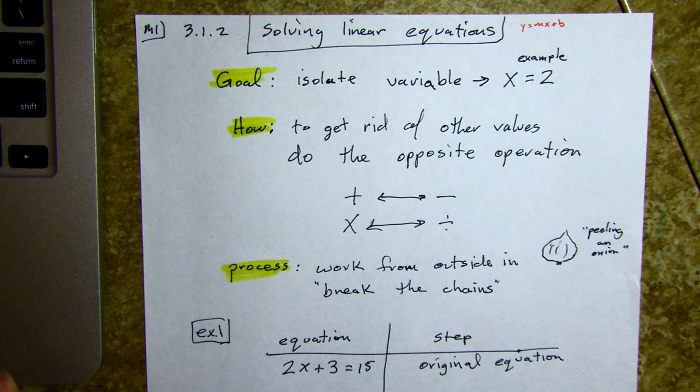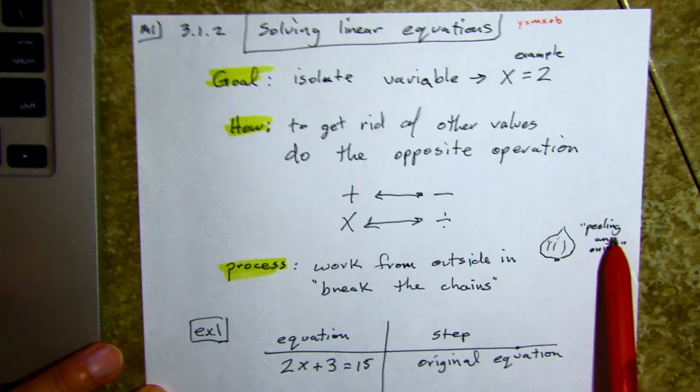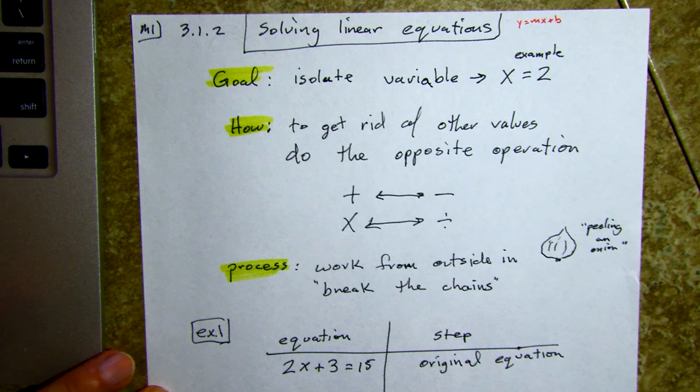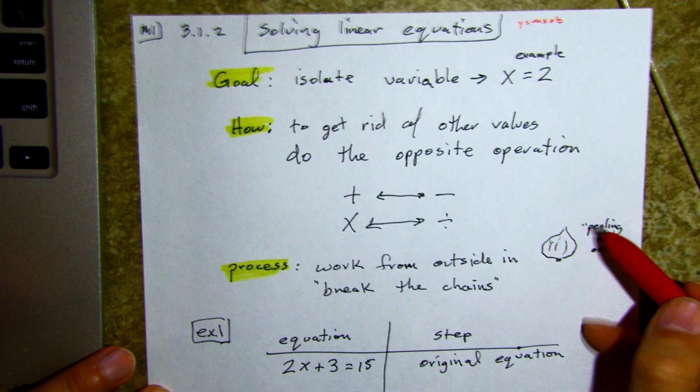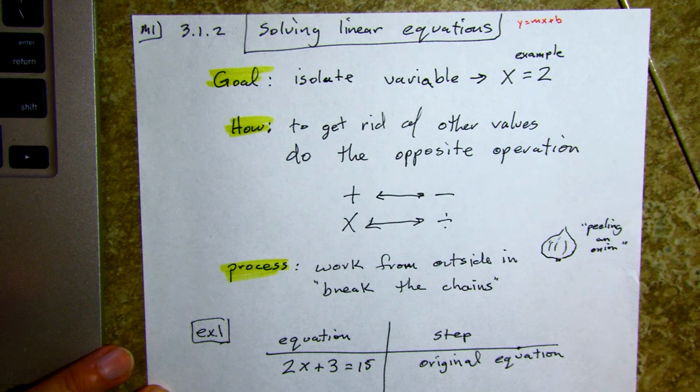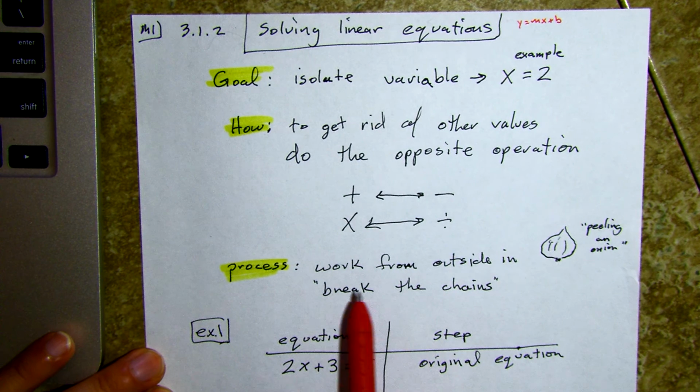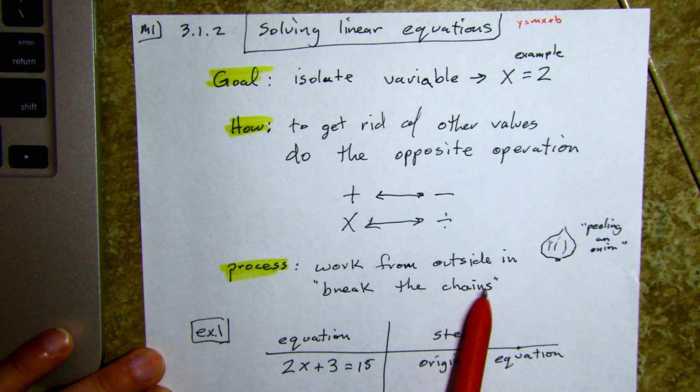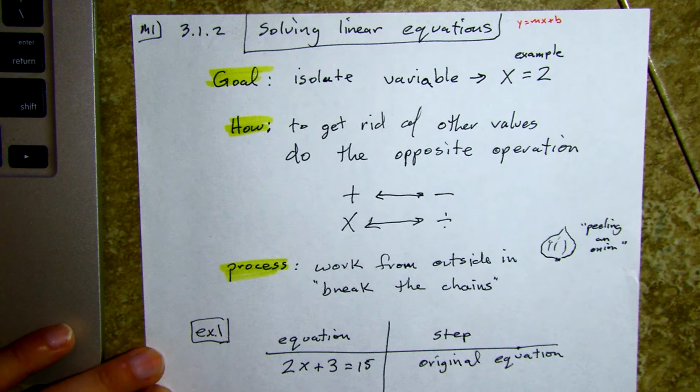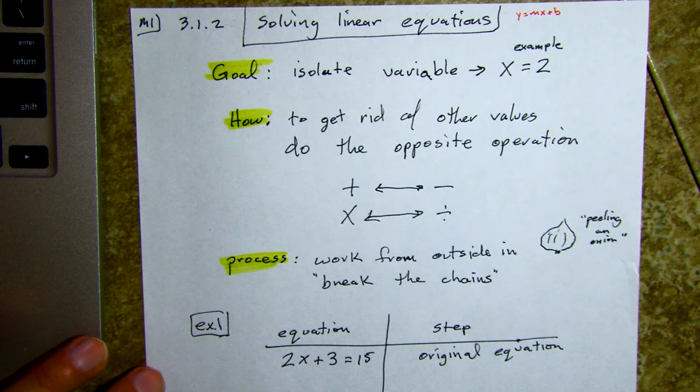So look, working from the outside in is just like peeling an onion. And the other analogy I use for this is just a tool to understand, okay? This is a way to understand what you're doing, like how the method works. The other way that I think about it is break the chains, okay?